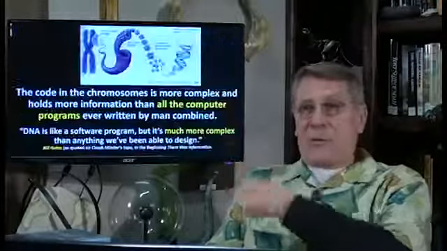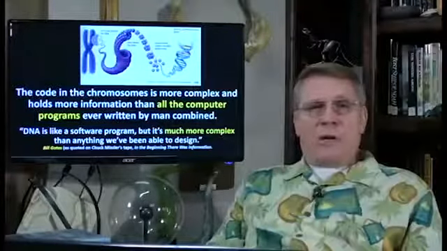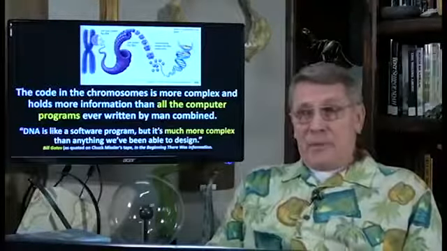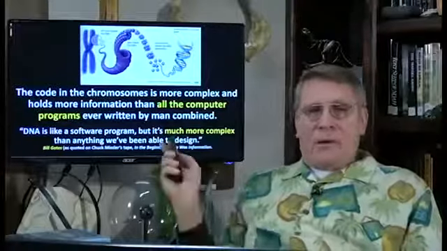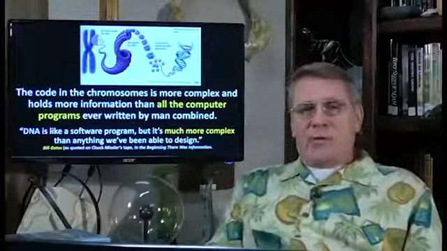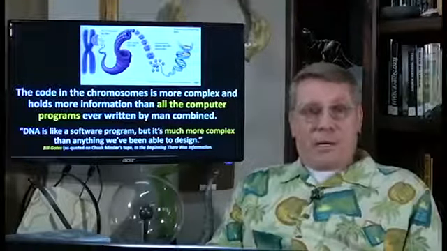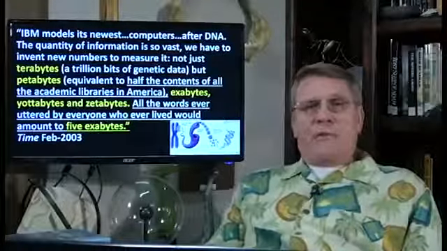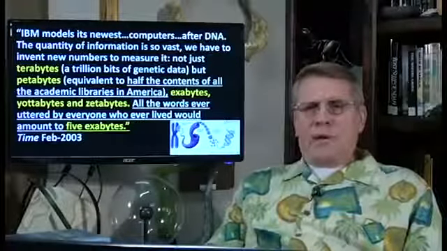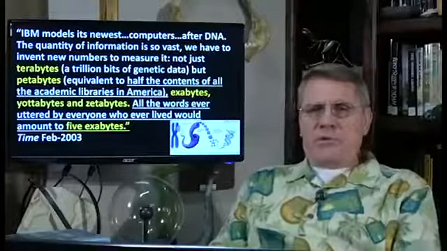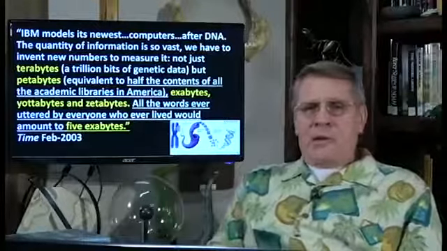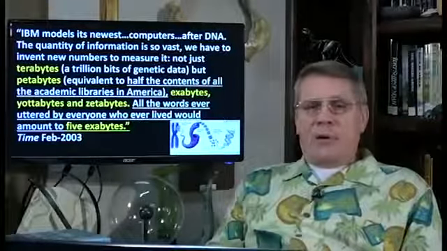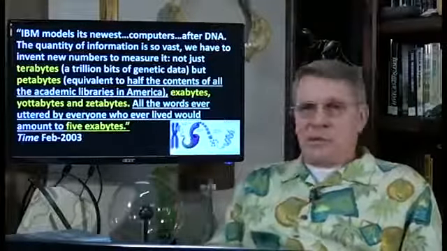This is incredible. The code in the chromosomes is far more complex and holds more information than all computer programs ever written by man combined. So it makes you wonder how much they've really compared. Right. Even Bill Gates said DNA is like a software program, but it's much more complex than anything we've been able to design. IBM models its newest computers after DNA. The quantity of information is so vast, we have to invent new numbers to measure it. Not just terabytes or petabytes, but exabytes, yottabytes, and zettabytes. All the words ever uttered by everyone who has ever lived would amount to 5 exabytes.